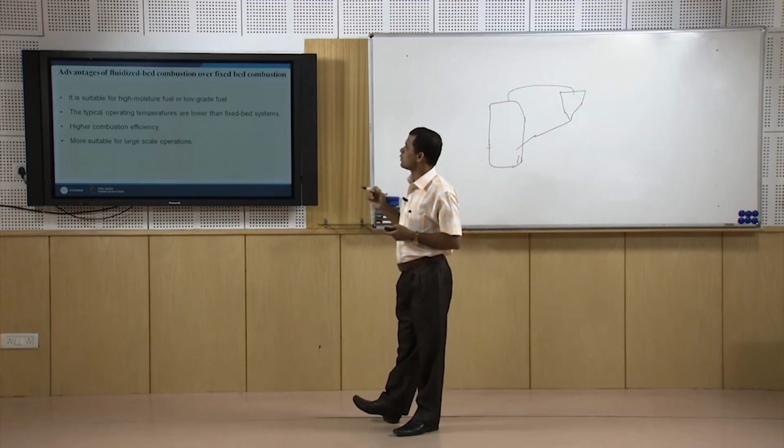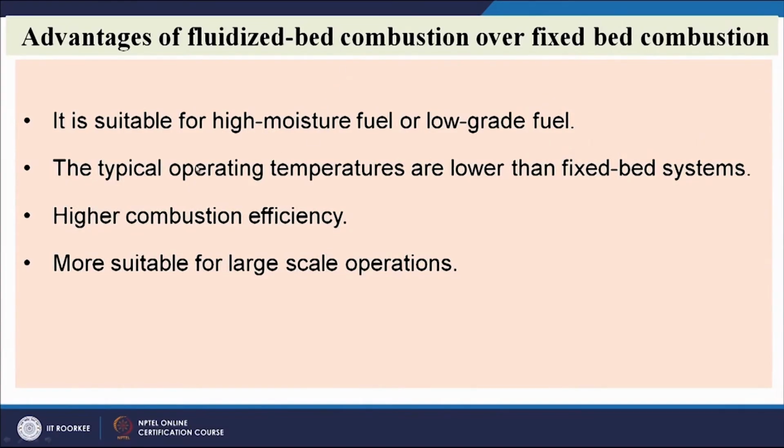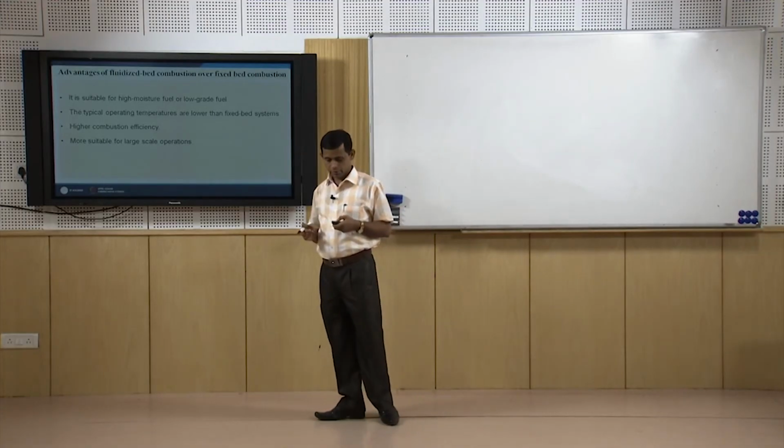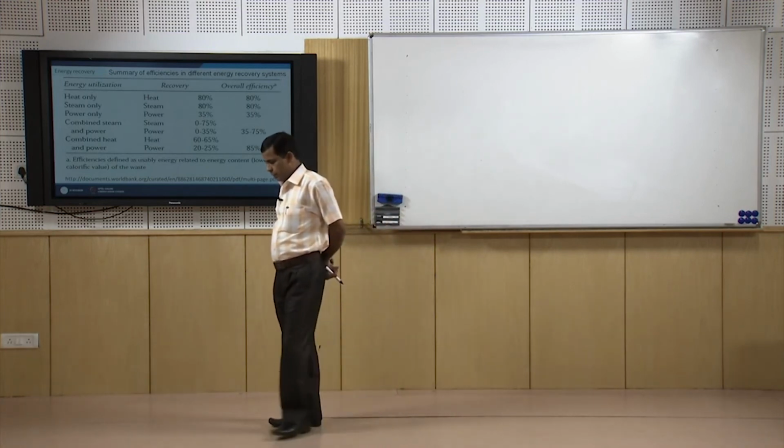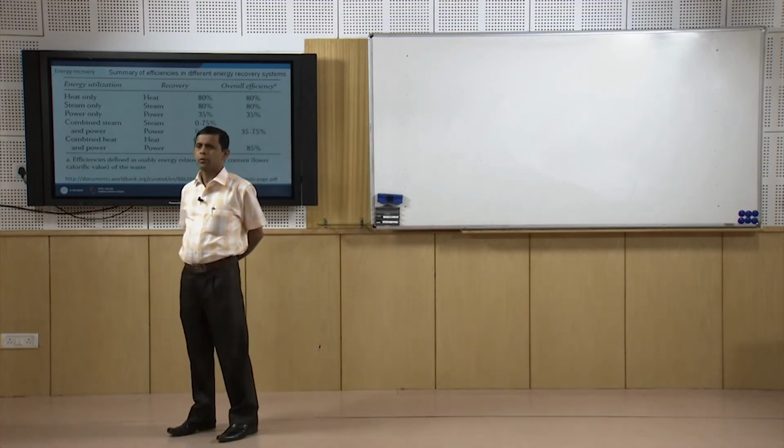This fluidized bed incinerator has some advantages. As such, it is suitable for high moisture fuel or low grade fuel. The typical operating temperature is lower than that of fixed bed, with higher combustion efficiency, and it is more suitable for large scale operations. So, these are the different types of incinerator which can be used.